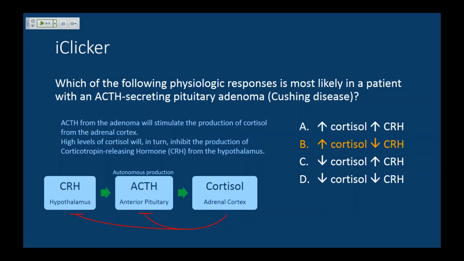So the correct answer is B. Okay, so we have in this case the overproduction of adrenocorticotropic hormone. It is a tropic hormone that acts on the adrenal cortex, so it will directly lead to an increase in cortisol. Okay, and then that increase in cortisol will serve in a negative feedback loop to feedback on the hypothalamus and inhibit the production of corticotropin releasing hormone.